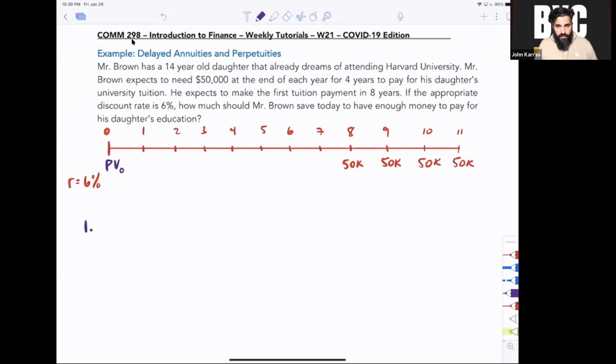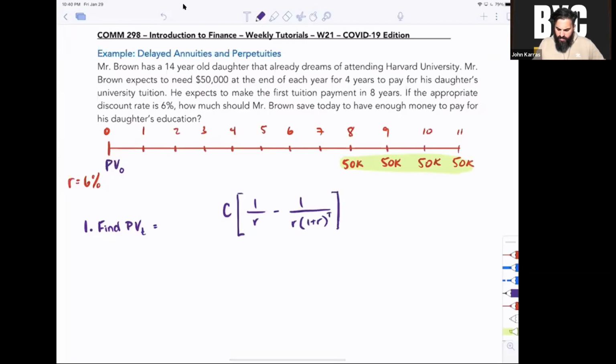Step 1. Find the present value at whatever time or wherever the annuity actually starts. So using what we've learned, this is an ordinary annuity. Okay, so now we have to think back to how we found ordinary annuity present values, right? It was the cash flow multiplied by 1 over R minus 1 over R times 1 plus R to the T. It was like one of the first formulas we saw.